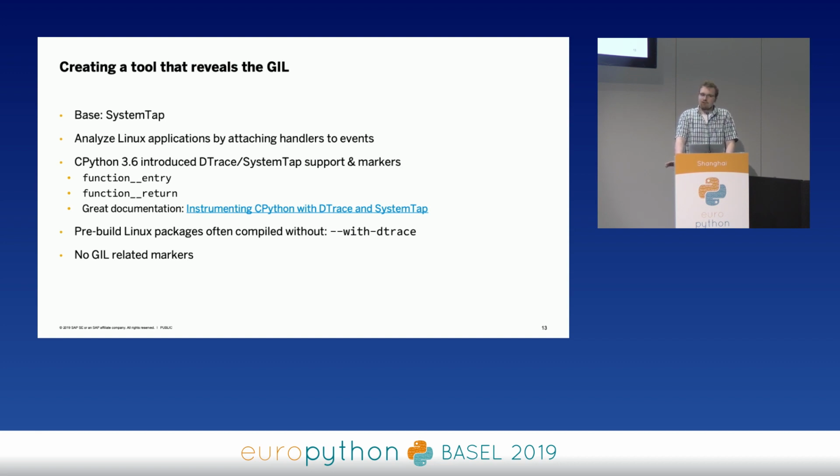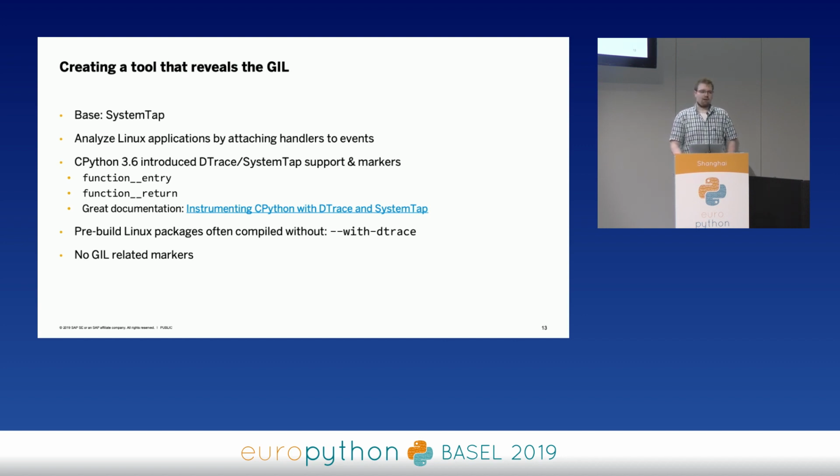The problem with this approach is that most pre-built Linux packages don't include a Python interpreter which is compiled with dtrace support, so the markers are not there. You cannot use them. Also, there are no markers for the GIL-related areas where you would actually like to know when a thread acquired something or when a thread is dropping the global interpreter lock.